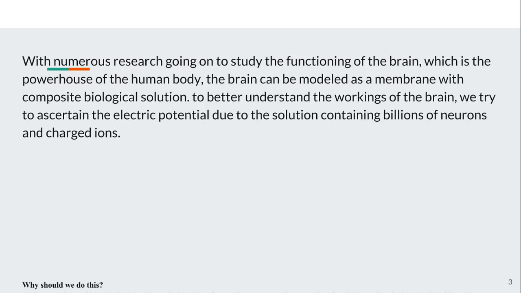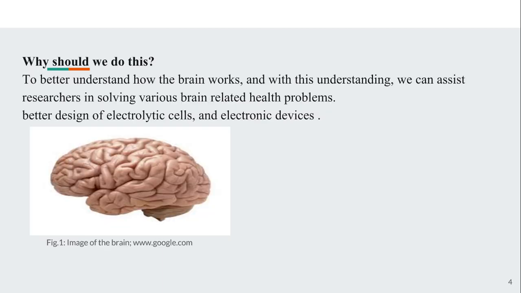With numerous research going on to study the functioning of the brain, which is the powerhouse of the human body, the brain can be modeled as a membrane with composite biological electrolytic solution. To better understand the working of the brain, we try to ascertain the electric potential due to the solution containing billions of neurons and charged ions.